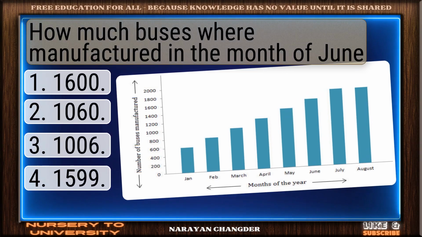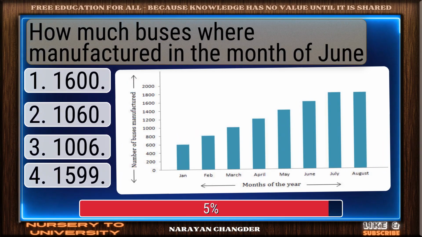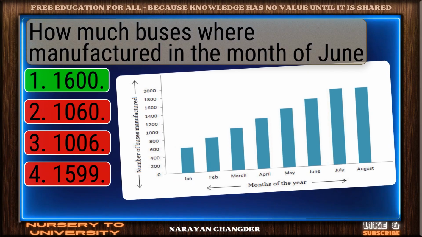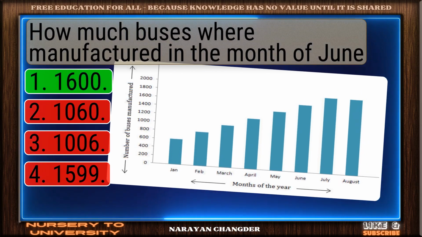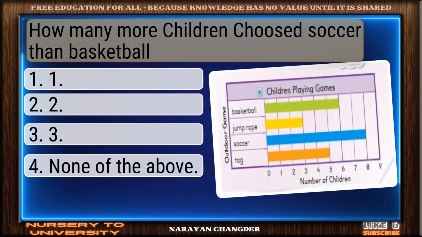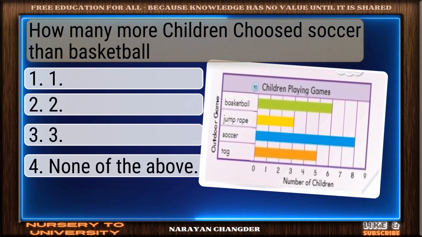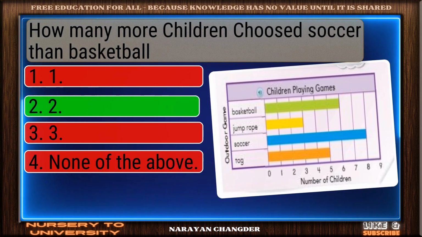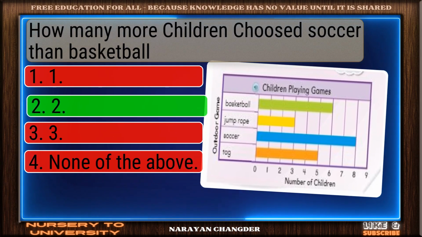How many buses were manufactured in the month of June? Well picked. 1,600 is the correct answer. How many more children choose soccer than basketball? Sharp thinking. 2 is the right choice.